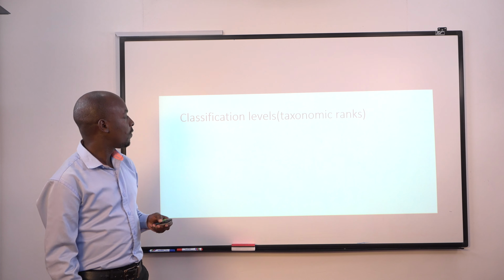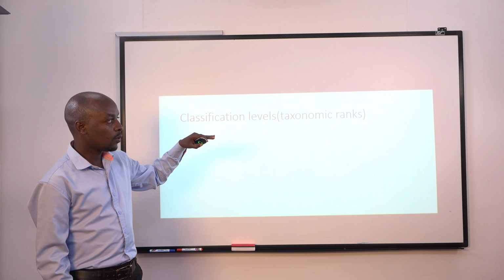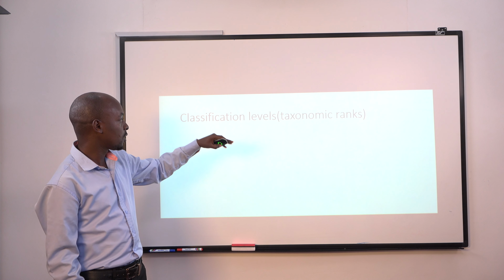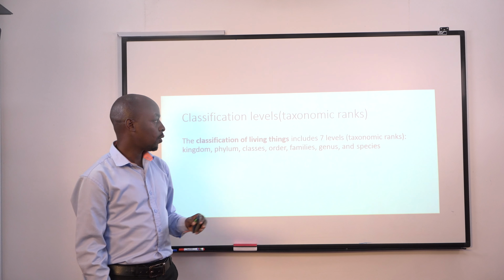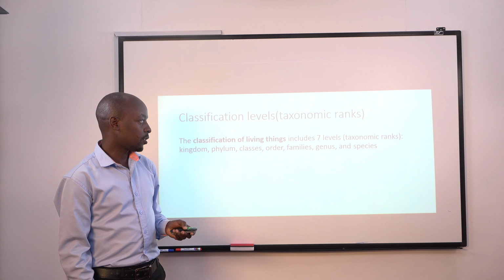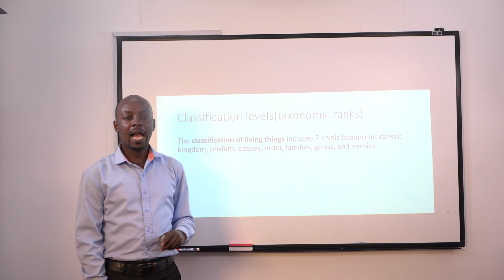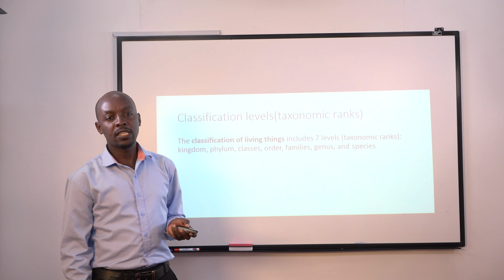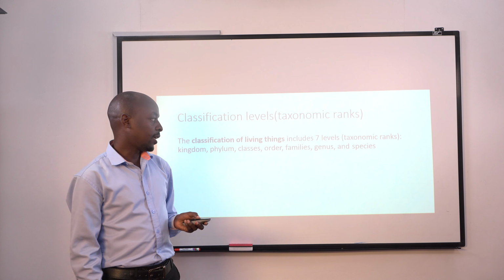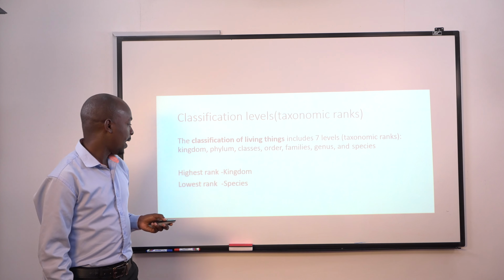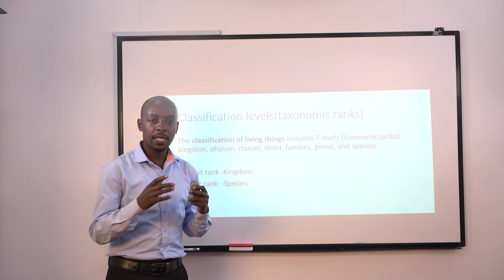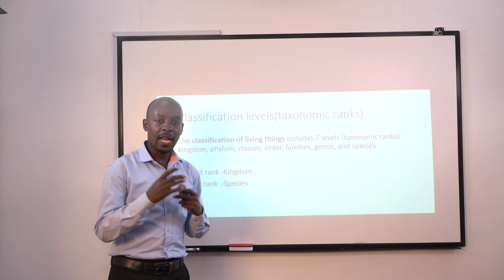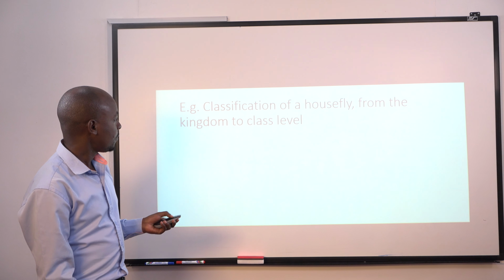Now we have these classification levels, or taxonomic ranks, they're called classification levels. There are 7 classification levels, starting from kingdom, phylum, class, order, family, genus, and species. Kingdom is the highest level of classification, and species is the lowest level. So the highest rank is kingdom, and the lowest rank is species. Kingdom includes the largest group of organisms, and species includes the smallest group of organisms.